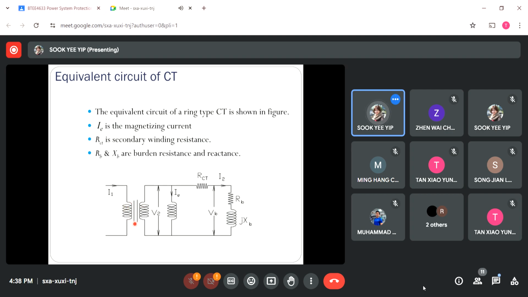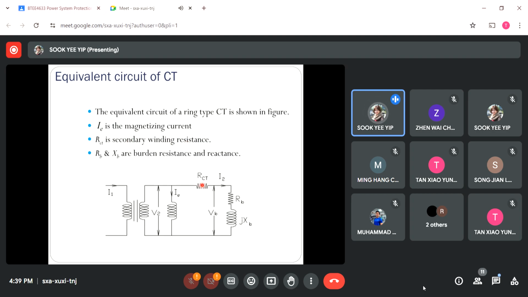With such a case, it will induce the magnetizing current flow. This magnetizing current, IE, will flow through the exciting impedance here. Usually this impedance value is very large in order to have low magnetizing current for the ideal current transformer. So what is this I2 value? Whenever we have loads connected at the secondary side, there will be secondary current flowing through all the burdens connected at its output terminals, including the internal winding resistance at the secondary side. So RCT is the secondary winding resistance.